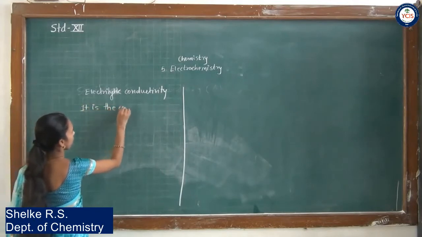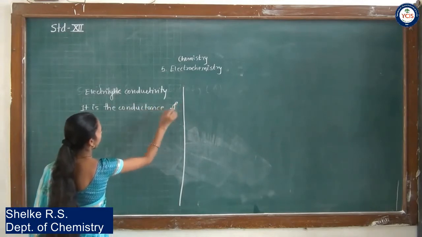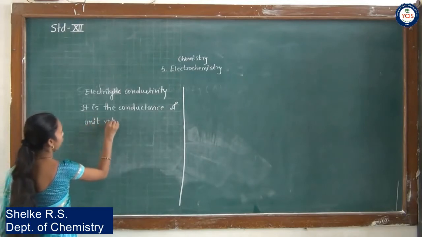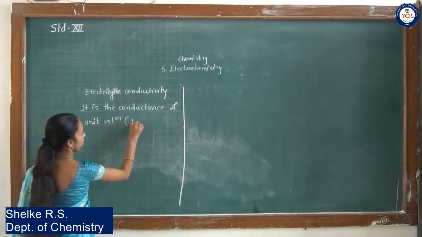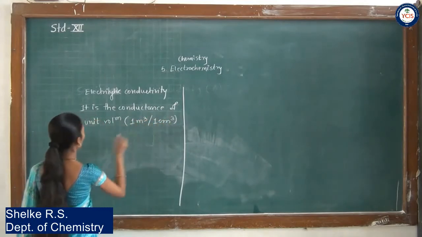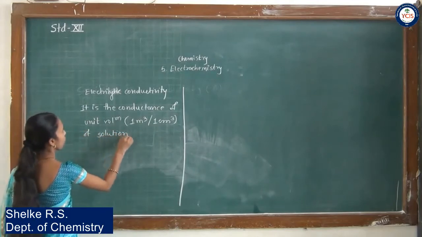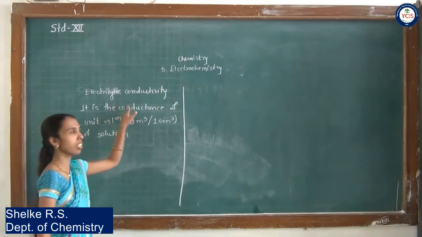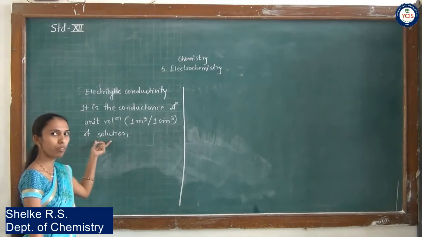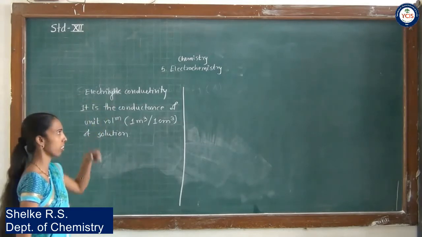It is the conductance of unit volume. Unit volume, you can take 1 meter cube or 1 centimeter cube of solution. So electrolytic conductivity is nothing but the conductance of unit volume of solution. Unit volume of solution चा जो कंडक्टन्स असणार आहे तो म्हणजे काय असणार आहे, इलेक्ट्रोलिटिक कंडक्टन्स.